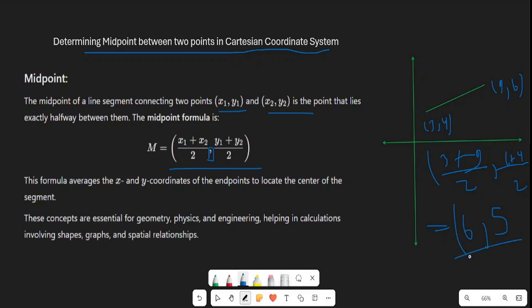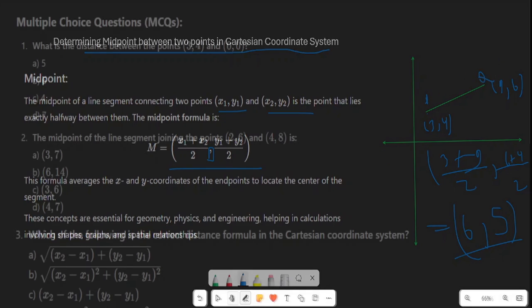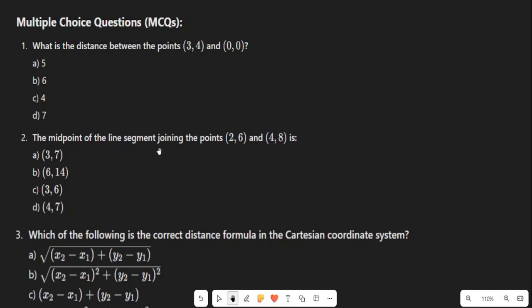So that is our midpoint of the line, let's say PQ, whatever. Now we will see some practice questions of distance and midpoints. What is the distance between the point 3, 4 and 0, 0? Let's use our formula. Let's calculate using the calculator, as this is MCQ. Still I will write it for my viewers actually.